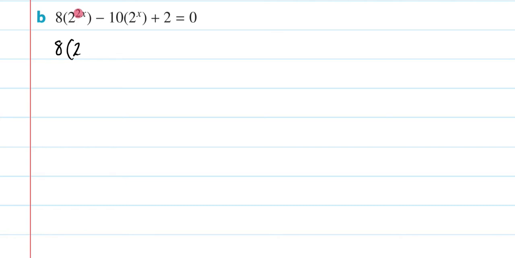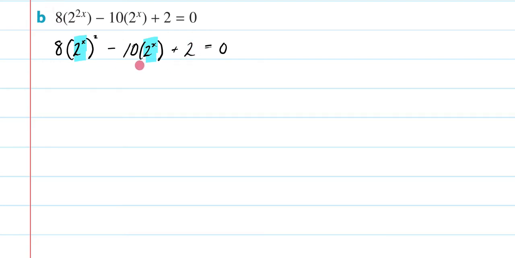Now instead of writing 2^x like this, I'm going to bring this 2 to the outside. So now it's 2^(x) squared. Then I'm going to go minus 10 times 2^x plus 2 equals 0. Now what I want you to notice is that we have this 2^x which is being squared here, then we have 2^x, and then we have no 2^x here, we just have that constant.